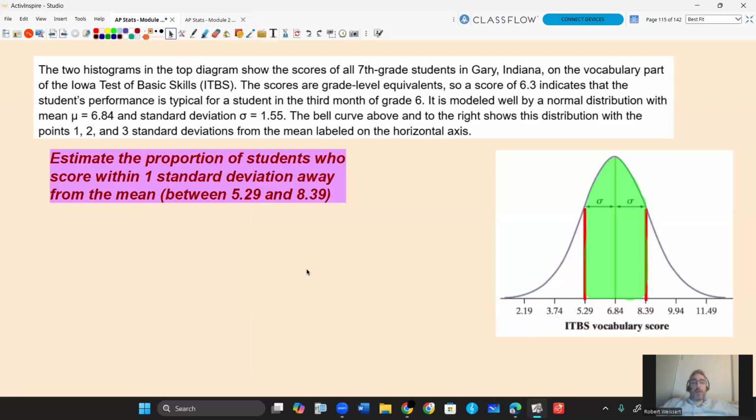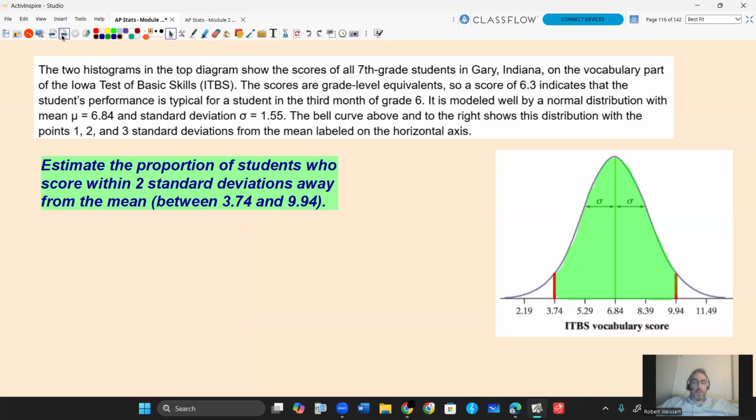So what we want to do is estimate the proportion of students who score within 1 standard deviation away from the mean. In this case, about what percent of that curve is shaded? Well, what would you guess? Maybe you'll say 50%. Maybe you think it's 70%. That's really up to you.